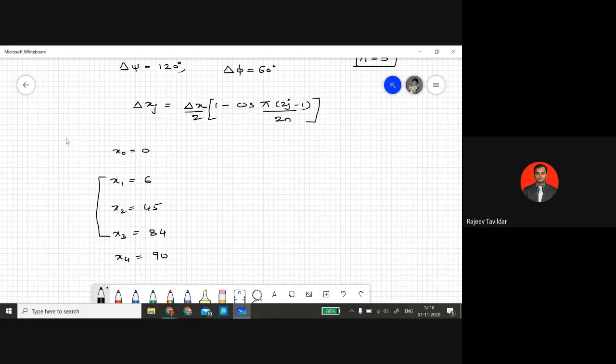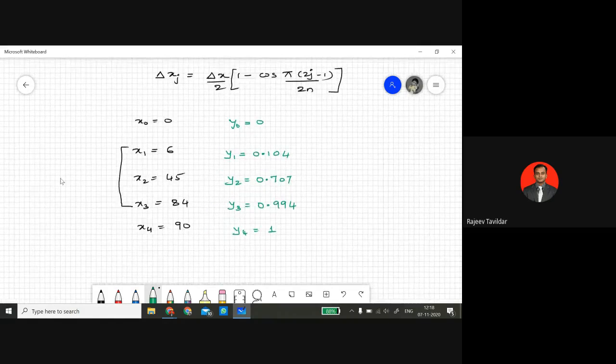Similarly, based on this we can also find out the values of y. So y0 will be 0, y1 is 0.104, y2 will be 0.707, y3 is 0.994, and at the end y4 will be equal to 1. I hope you can remember these values, or you can just refer to the problem that you have solved in the previous chapter.